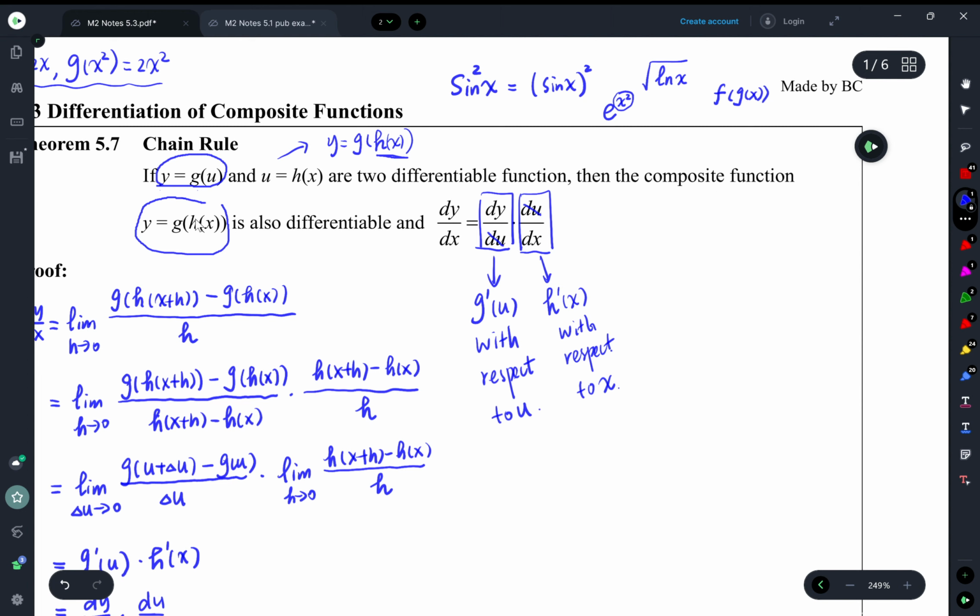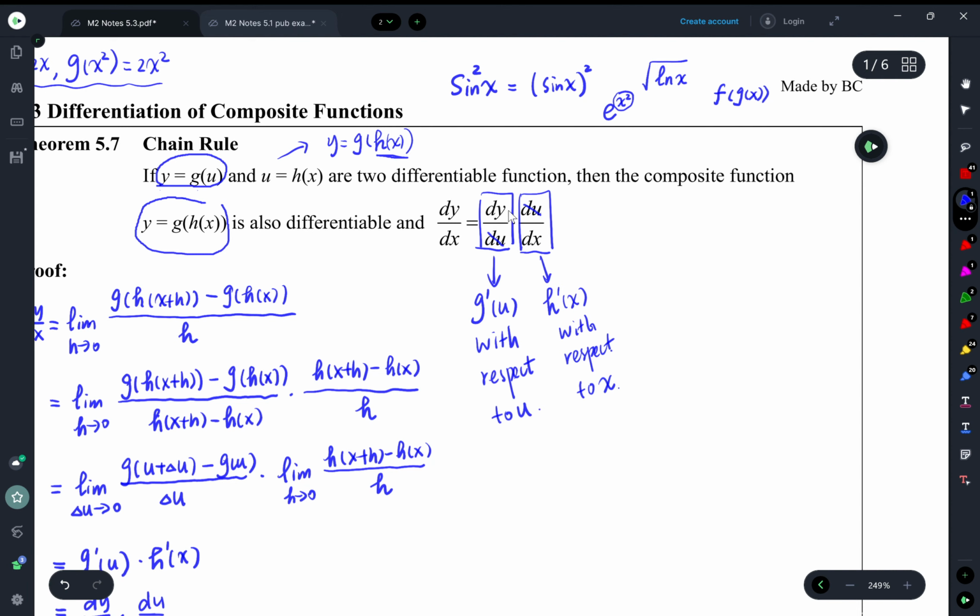And the composite function, you see the composite function is g of h of x. Now, that is to replace u with h of x. I put h of x inside g. That's a composite function. This composite function is also differentiable without doubt. If two of them are differentiable, the new function, the composite function, is also differentiable, and the derivative function, dy dx, is equal to the derivatives of two functions and then multiply.